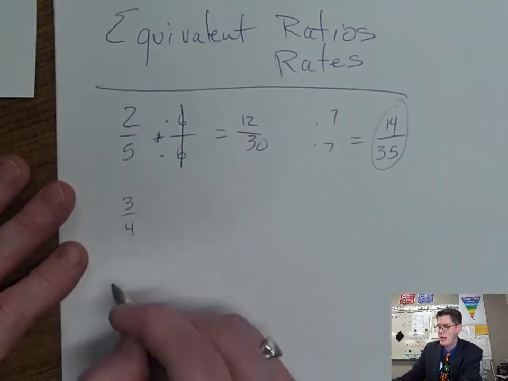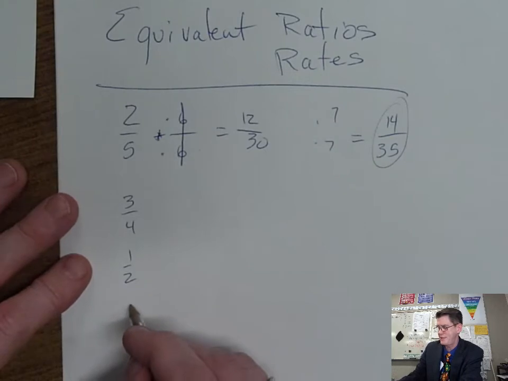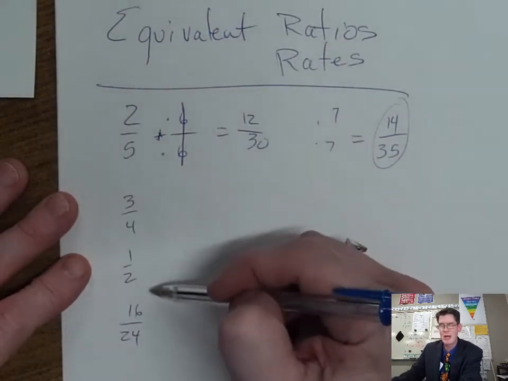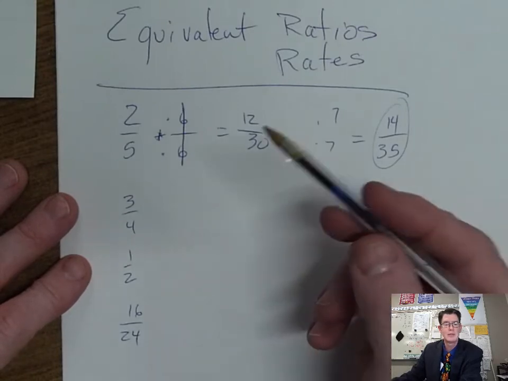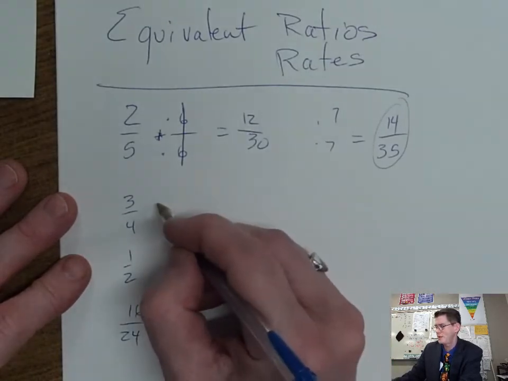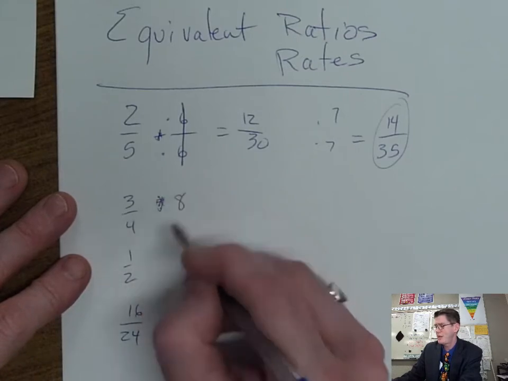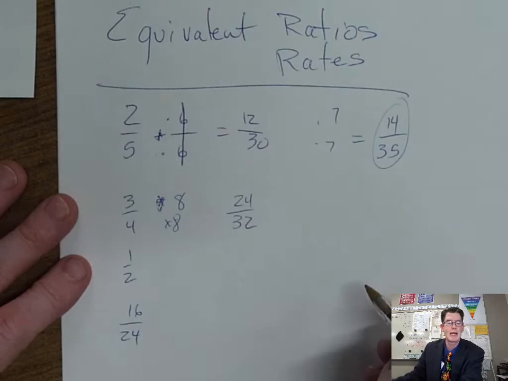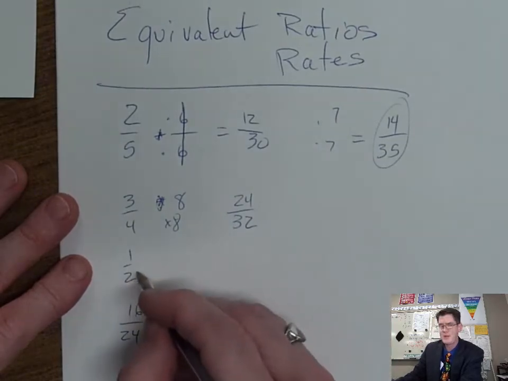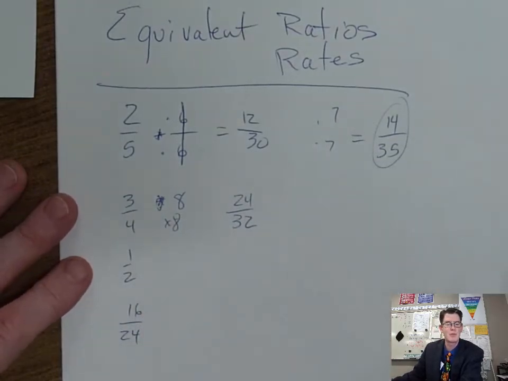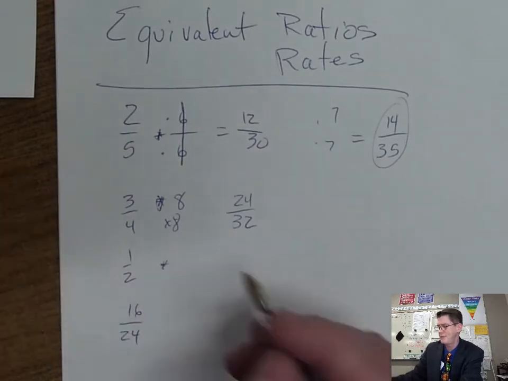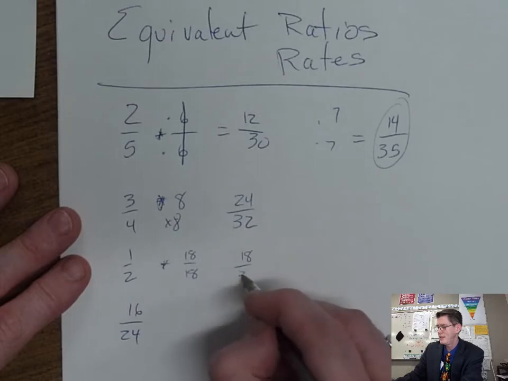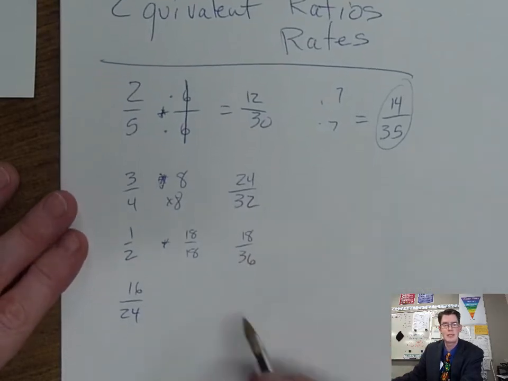Whatever fraction you have, 3/4, 1/2, 16/24, you can multiply them by any number you want, top and bottom. So let's say 3 times 8, 4 times 8. 24 over 32 is exactly the same thing. 1/2 is a fairly easy one where you can probably just write out a bunch without even doing the work. But if I multiply it by, let's say, 18 over 18, I get 18 over 36.